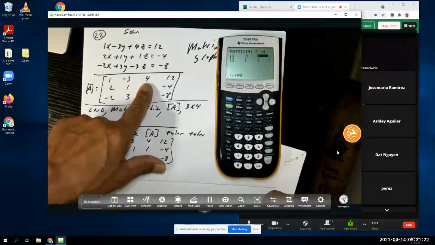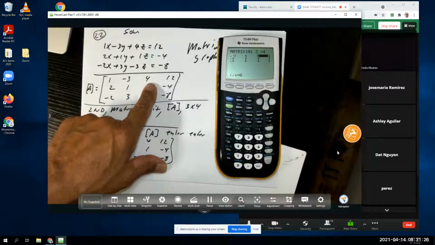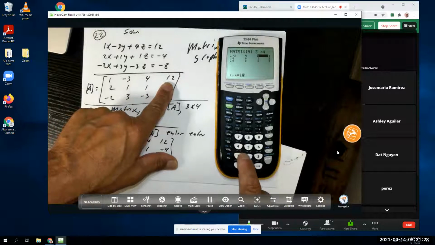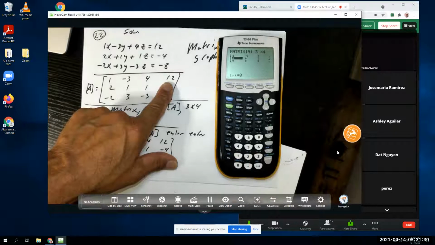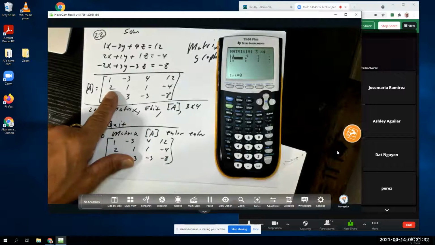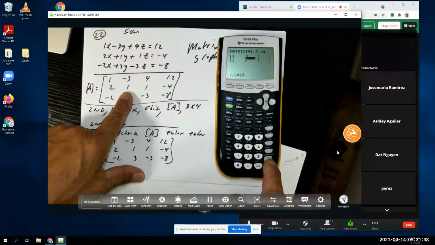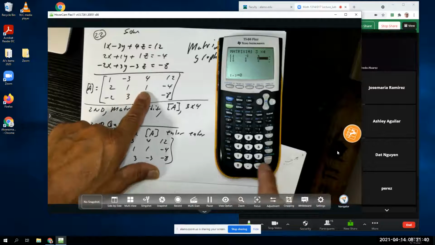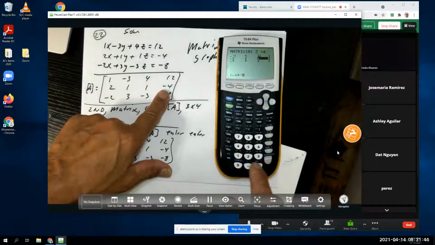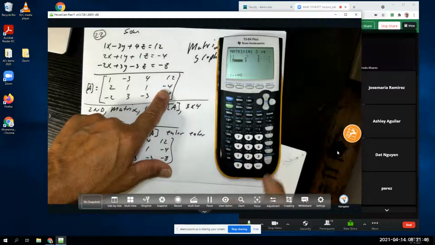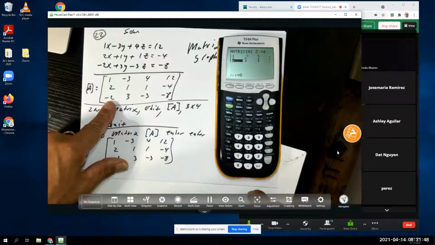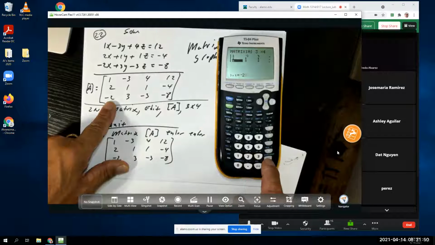And then 4 and you hit enter. And then 12 and you hit enter. And then 2 and you hit enter. And then 1 and you hit enter. And 1, you hit enter. And -4, you hit enter. And then -2, you hit enter.